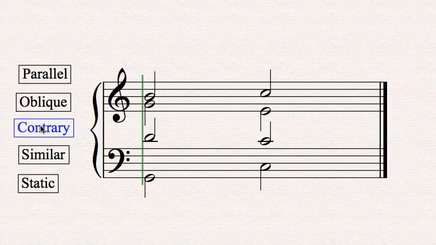So those are the five types, and we didn't hit them all. We didn't get any oblique, and we didn't get any static motion. So you're not necessarily going to get all the types when you compare the different sets of voices in your typical four-part texture. Hopefully that helps.